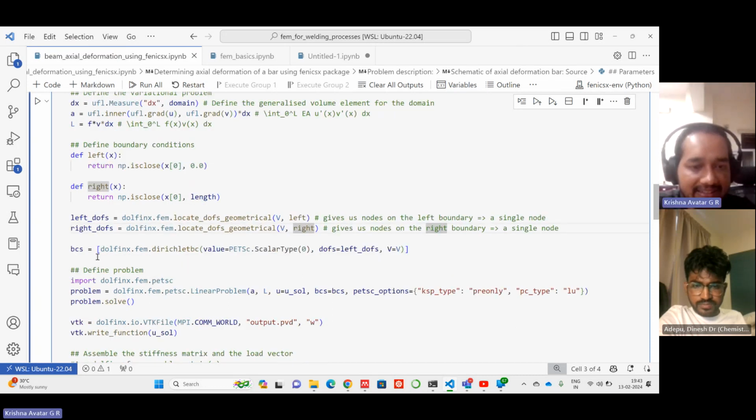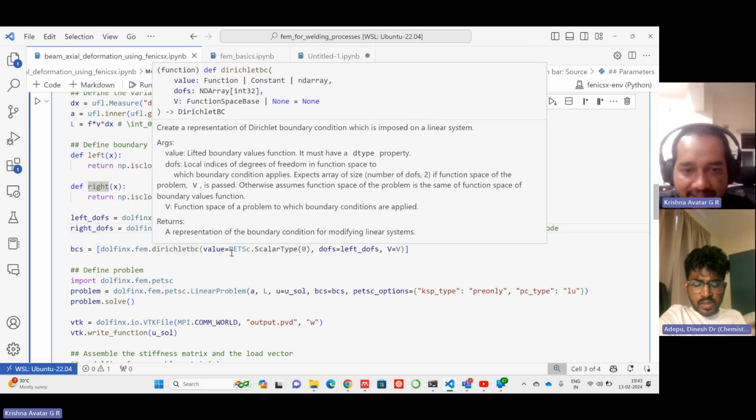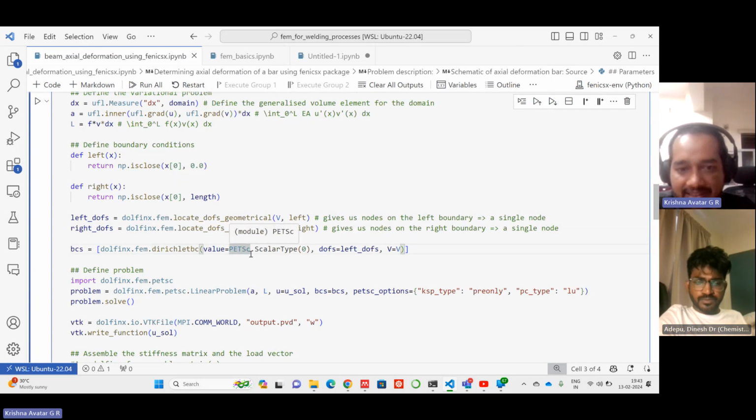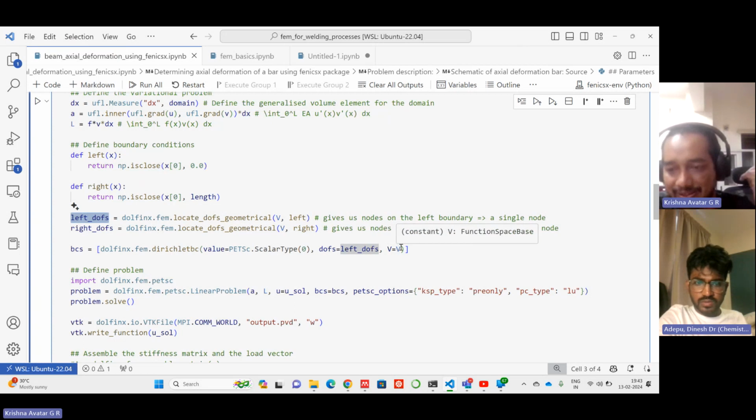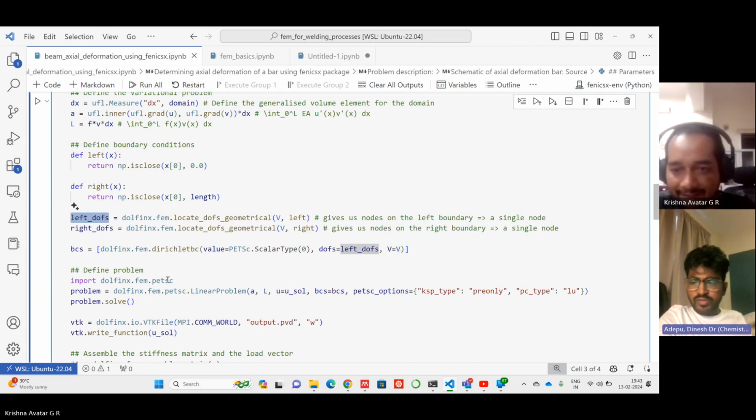Now we'll prescribe the boundary conditions. So BCs is dolfinx.fem Dirichlet boundary conditions, and the value is PETSc scalar type of 0, because we are prescribing 0 on the left hand side. And for which DOFs? The left DOFs, because we are just prescribing u at x equal to 0, v equal to v.